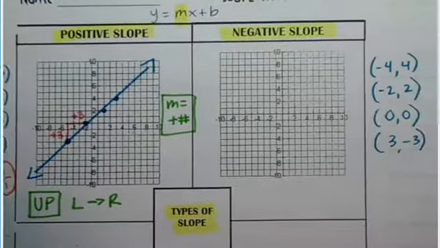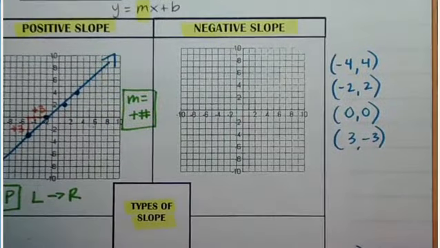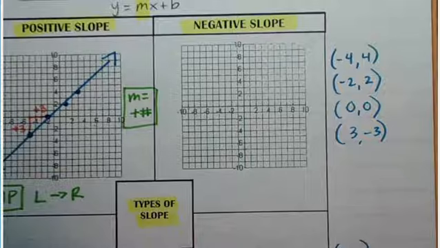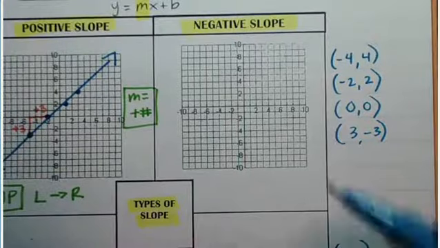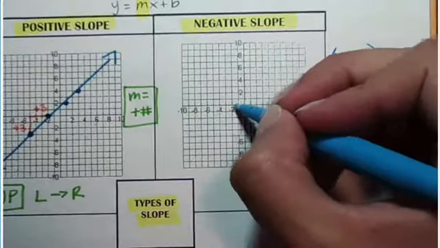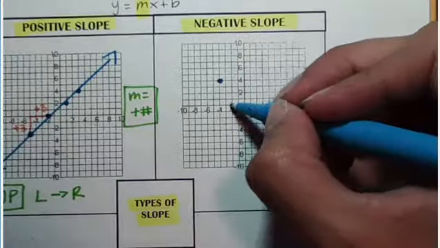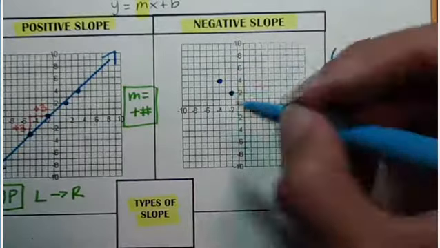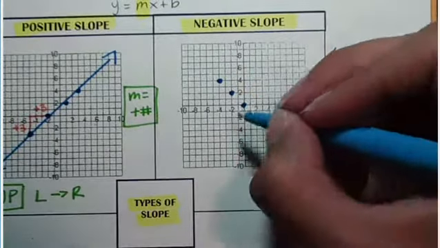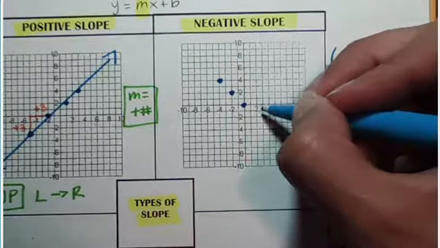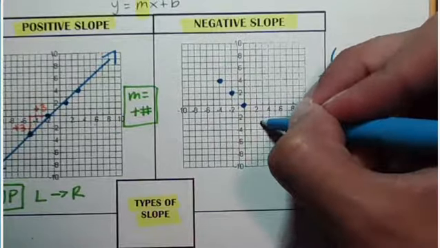Okay, let's go over to the negative slope now. Okay, negative slope, I asked you to graph the following points. So negative 4, comma 4, over negative 4, up 4 would be the first point, over negative 2, up 2, 0, 0, and positive 3, and down 3.